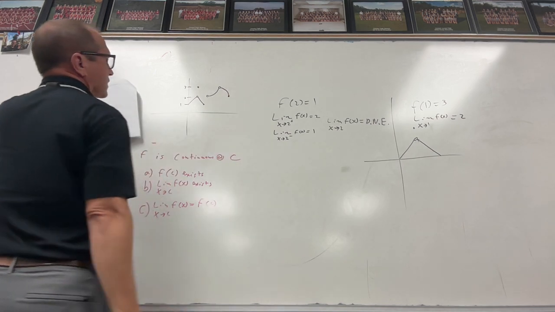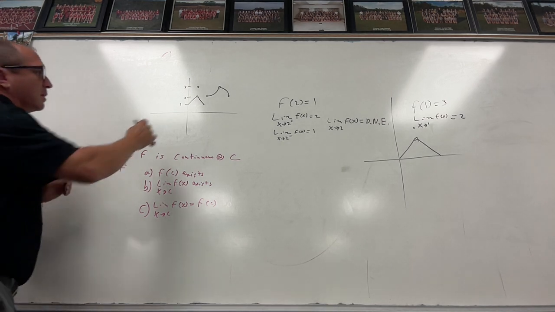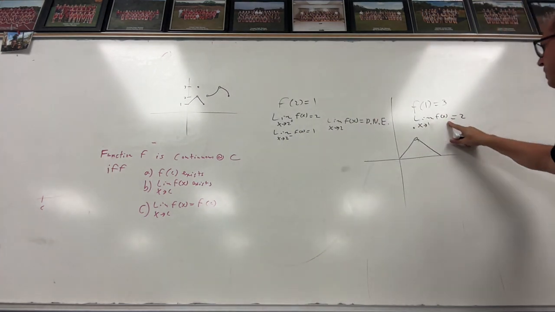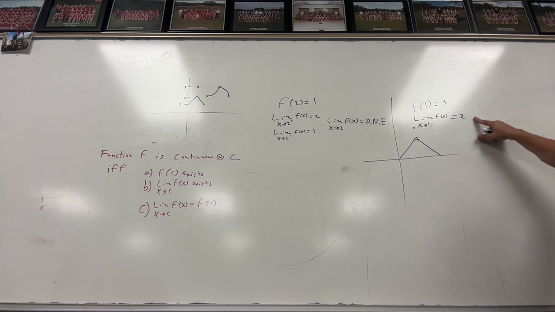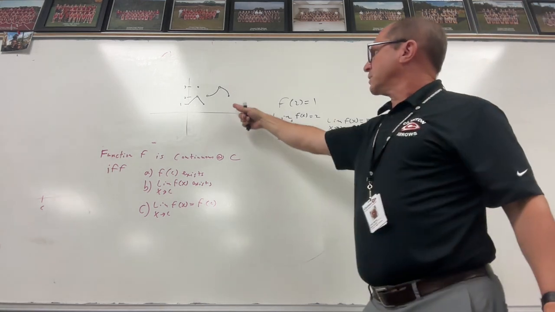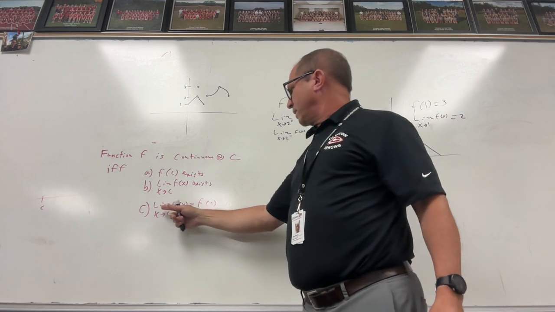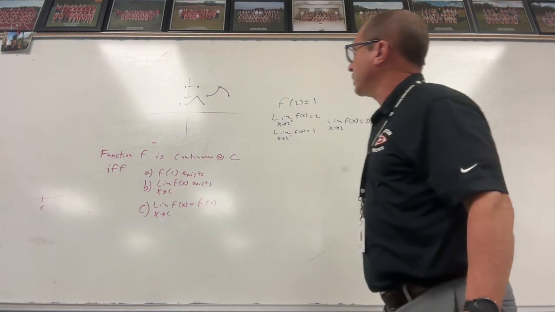All right. So we've already discussed that it's not continuous. F is not continuous at 1 because the limit is 2. F of 1 is 3, and 2 does not equal 3. So this function is not continuous at 1 because f of 1 does not equal the limit as x approaches 1.